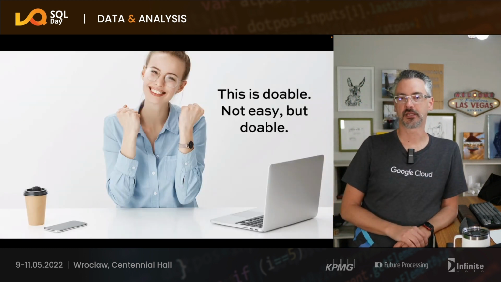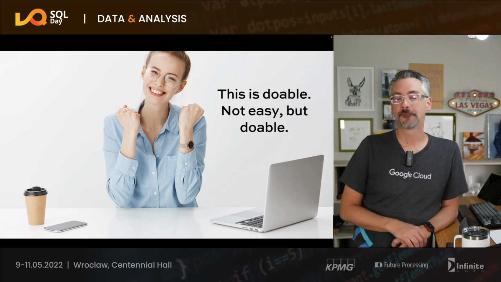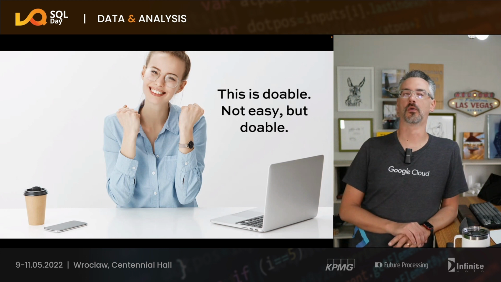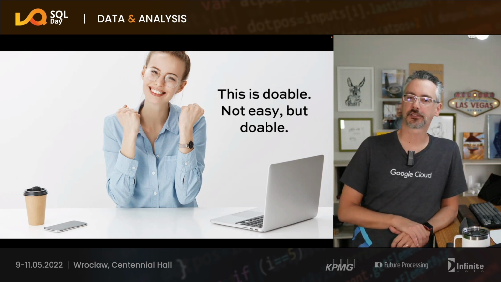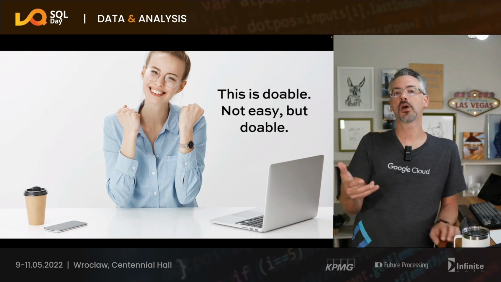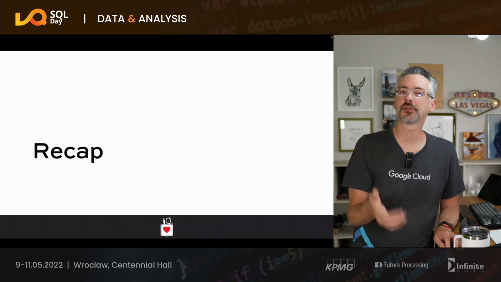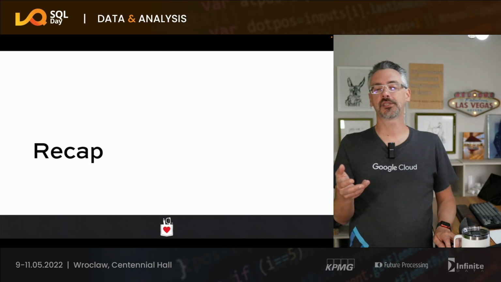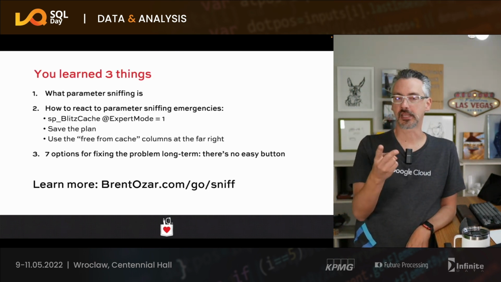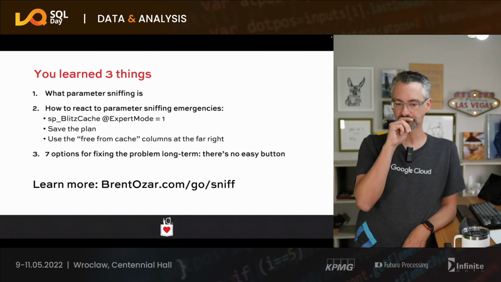Everything that I described in here today is doable. There are harder problems in SQL Server. Row goals and spin locks come to mind. This is doable once you know the term parameter sniffing. Then it's easy to understand A, what parameter sniffing is, B, how to react to emergencies, and then C, what your different options are for fixing it long term.